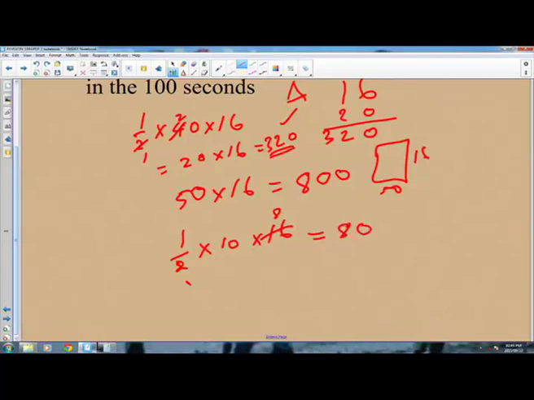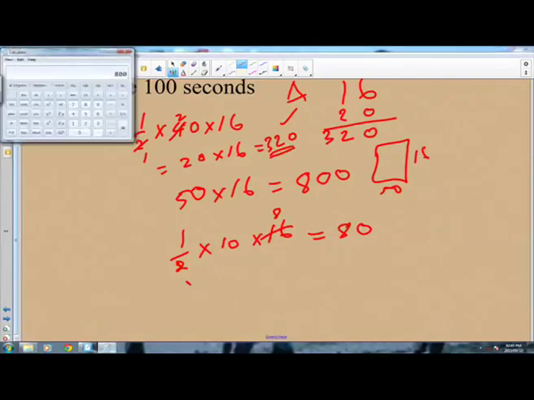And then all you need to do is to add the three areas. 320, which is the area for the first triangle. 800, which is the area for the rectangle. And then the area for the last triangle is 80. So we add the three. It's 320 plus 800 plus 80, and it's 1200.